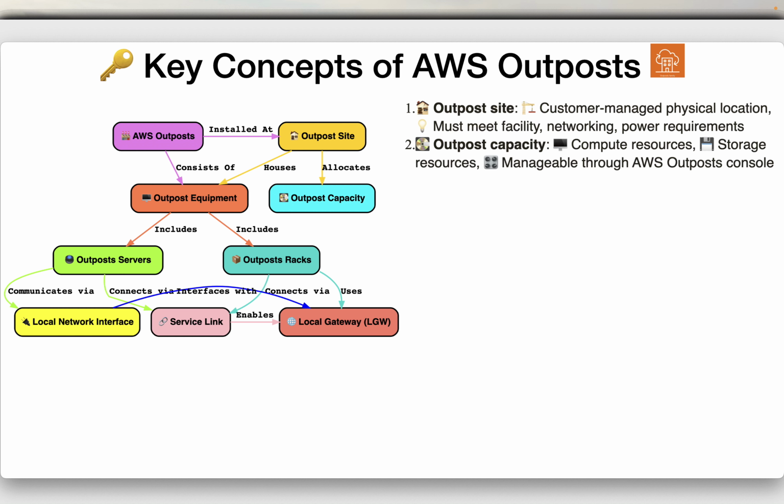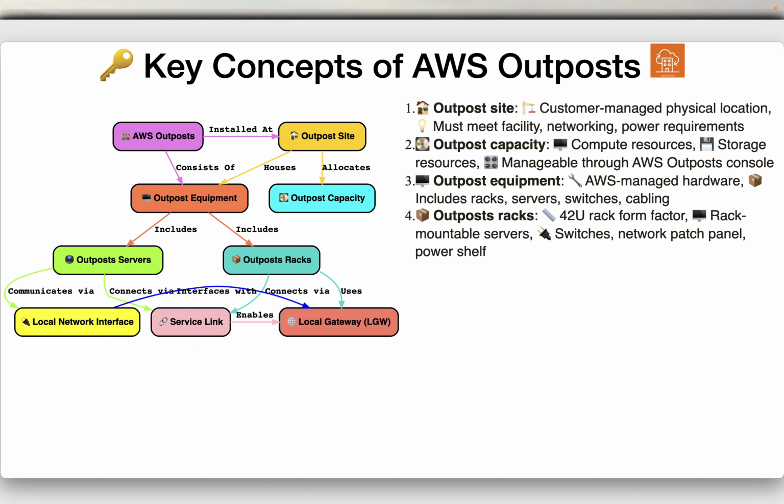Outpost capacity represents the available compute and storage resources on the Outpost. Customers can view and manage the capacity for their Outpost through the AWS Outpost console. Outpost equipment consists of the physical hardware that provides access to the AWS Outpost service. This hardware, owned and managed by AWS, includes racks, servers, switches and cabling.